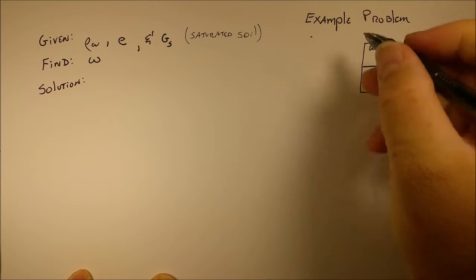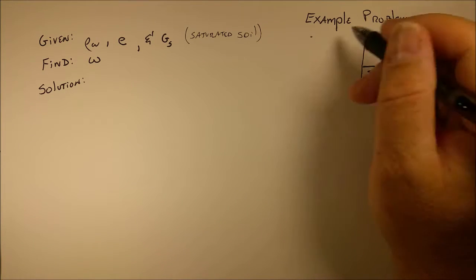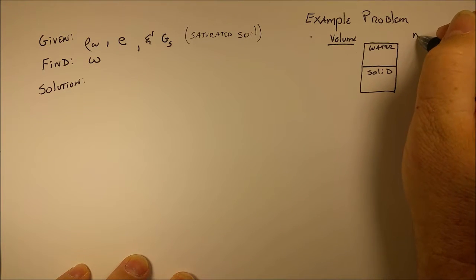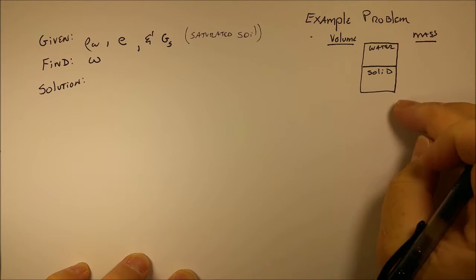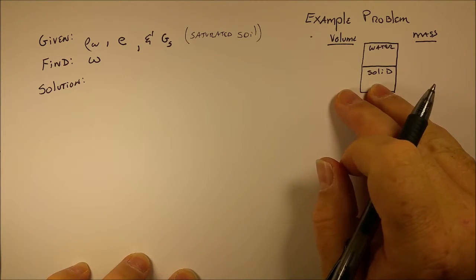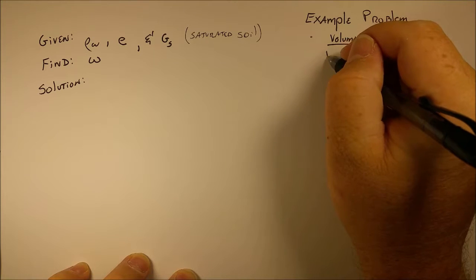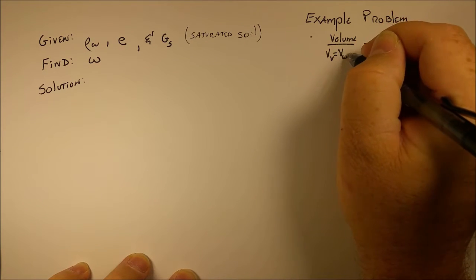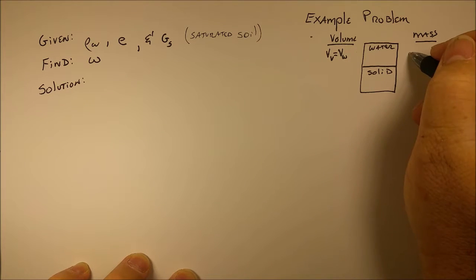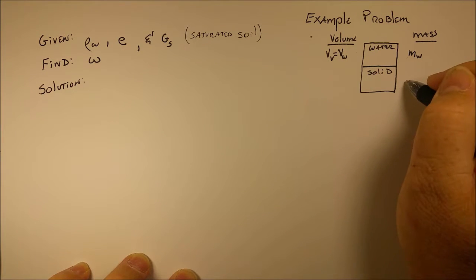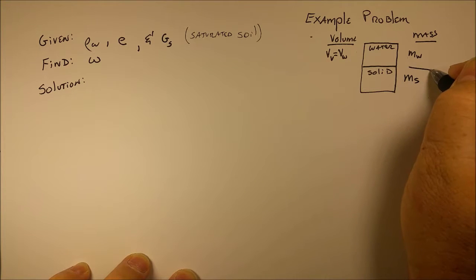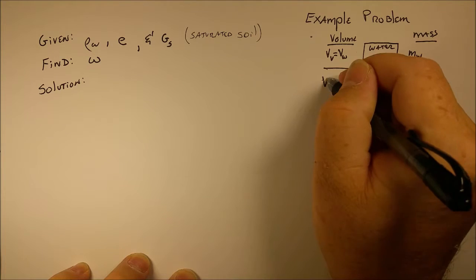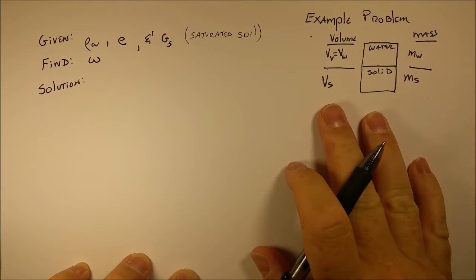So what we're going to do then is put volume on one side of your phase diagram, and on the other side we're going to put mass. And remember, the density is going to get us between the two. On this one you have a volume of the voids, which is also equal to the volume of the water. Remember that. On this side you have the mass of the water. You also have the mass of the solids. Then you also have the volume of the solids. So that's what we have so far.